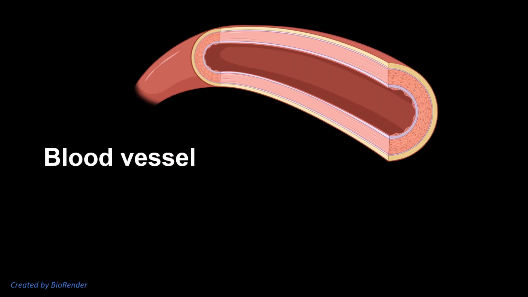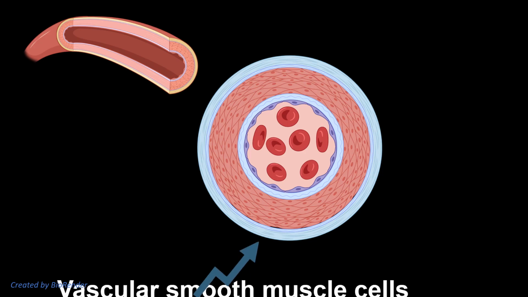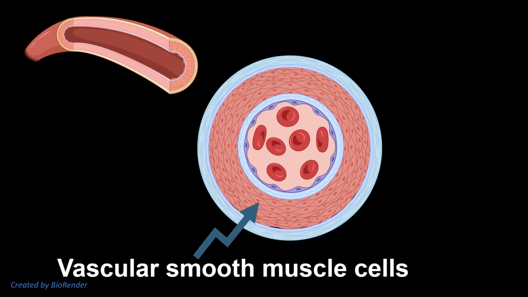Blood vessels play a crucial role in blood flow and the delivery of oxygen, nutrients, and other substances throughout the body. Blood vessels are composed of three layers: the inner layer, the middle layer, and the outer layer. The middle layer contains bundles of vascular smooth muscle cells, which play a crucial role in regulating the diameter of blood vessels. These muscle cells contract or relax, directly controlling blood vessel constriction and dilation.